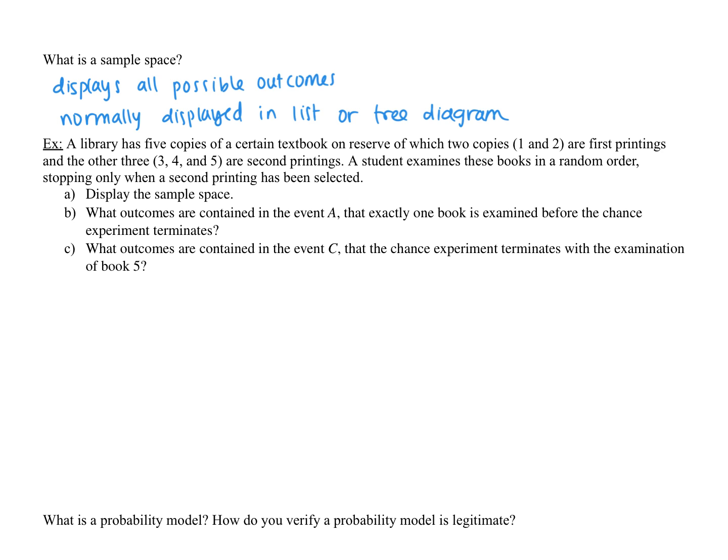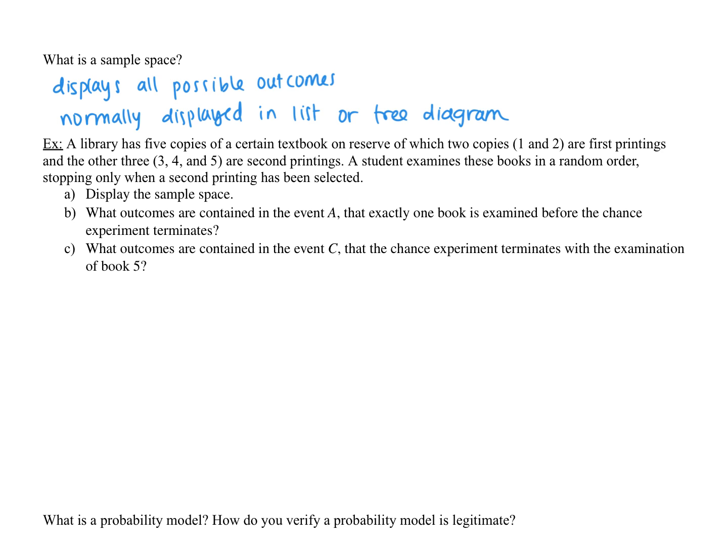So here's our example. A library has 5 copies of a certain textbook on reserve, of which 2 copies, numbered 1 and 2, are first printings, and the other 3, 4, and 5, are second printings. A student examines these books in a random order, stopping only when a second printing has been selected. So we're going to display the sample space. I'm going to do it in a tree because I think that makes the most sense. So the way we're thinking about it is we have to picture in real life we're standing in front of this shelf and we're picking a book off the shelf.